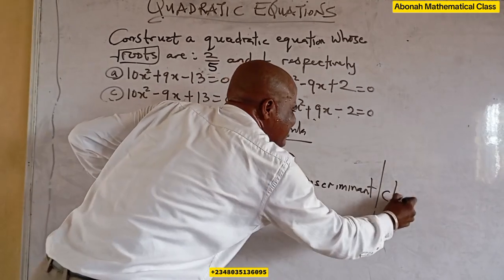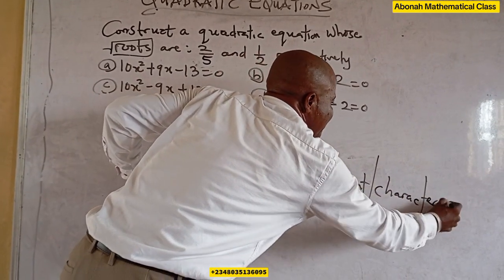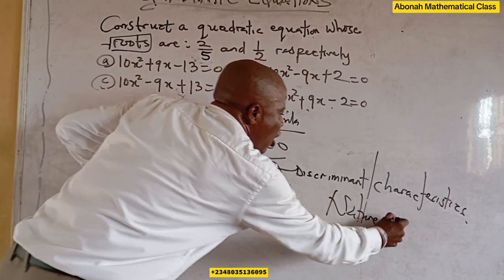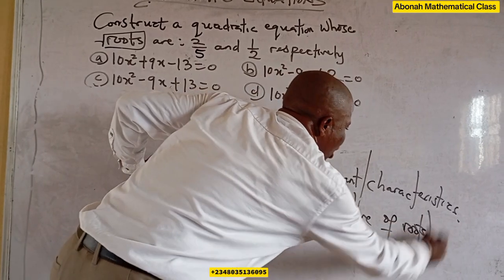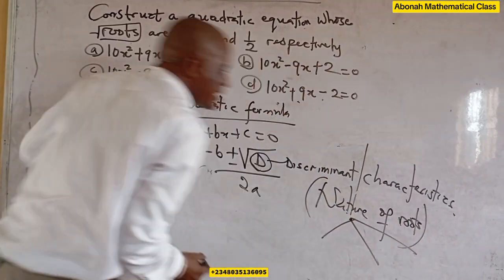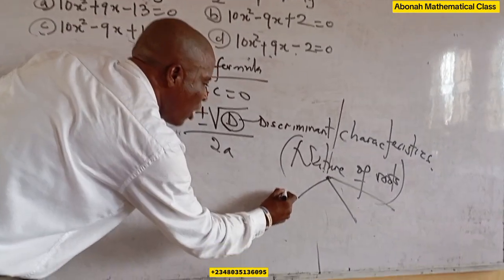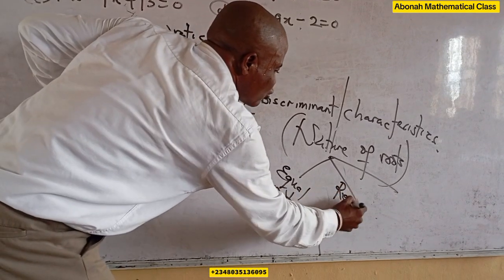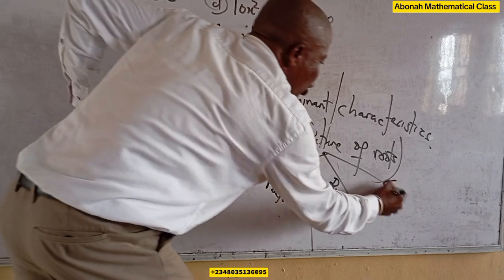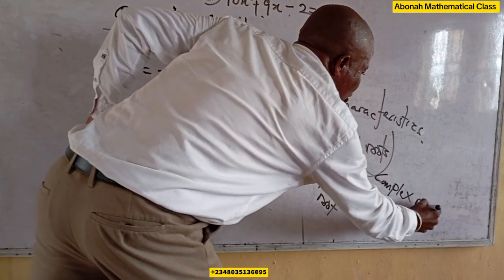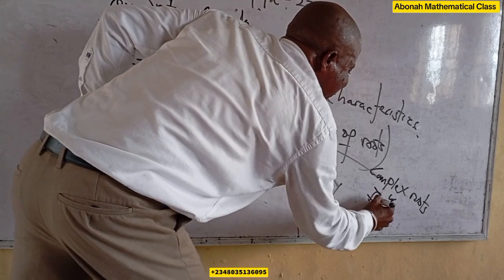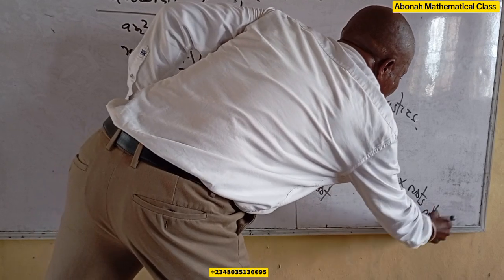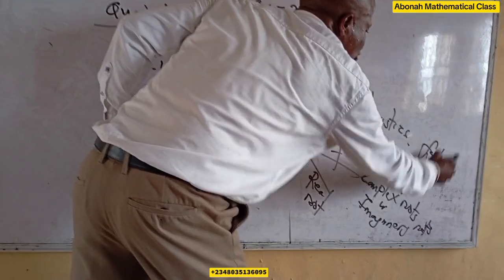Discriminant, or I call it characteristics. What is the meaning? Nature of roots. And we have various types of roots. We have what we call equal roots. There is what we call real roots. There is what we call complex roots, or I call it imaginary roots, or I call it false roots.